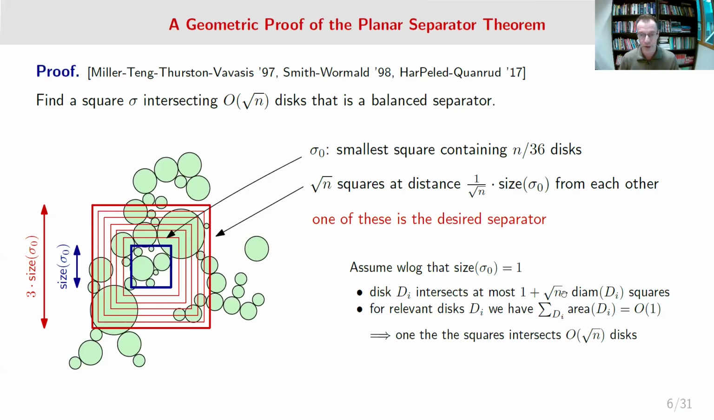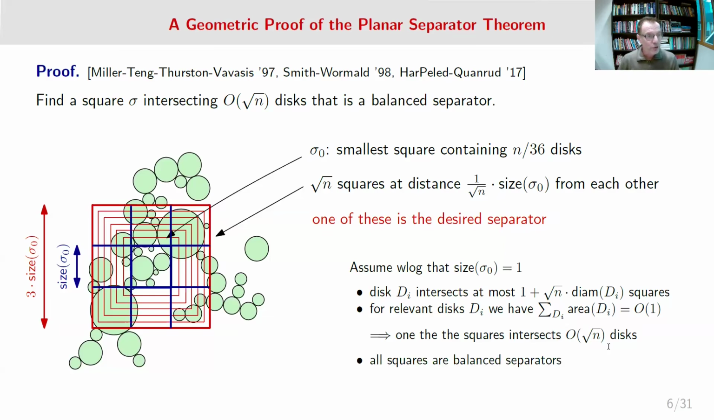If you combine these two things, then it's not hard to show that there must be one of the squares that intersects only square root of n disks. If you sit down for a couple of minutes, you will be able to do this computation. It's not very hard. Intuitively, there are very few big disks that are intersected, and the small disks intersect only few squares, so you can avoid them.